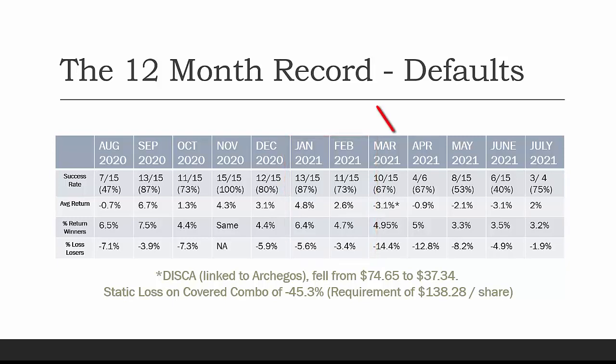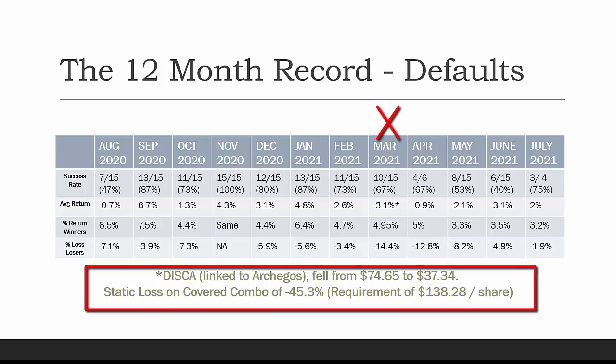Now in March, there was a 67% win ratio, 10 out of 15, and there was a total loss of 3.1%. This was dominated by Discovery Communications. I don't know if you remember this time frame, but this was one of the communications stocks that was linked to that trade manager or fund manager from Archegos, where they overextended themselves. Credit Suisse Bank, I believe, had to sell shares or close shares because they were well beyond their margin requirements.